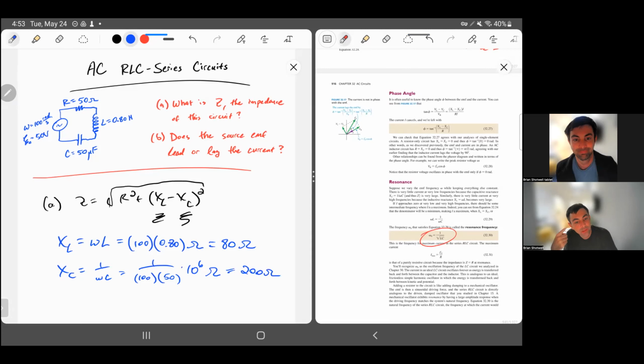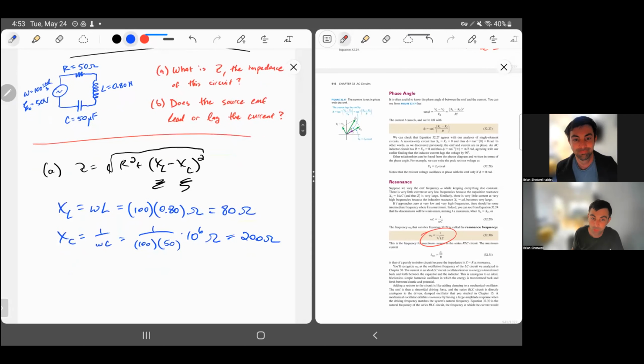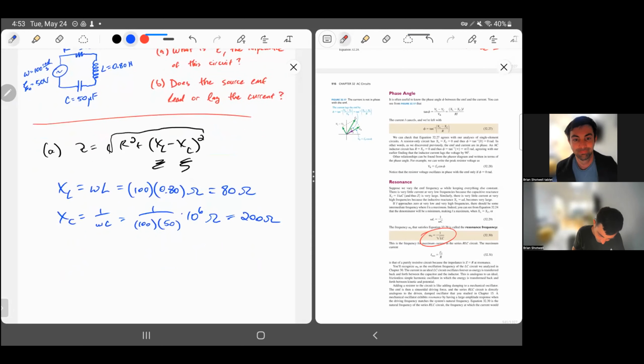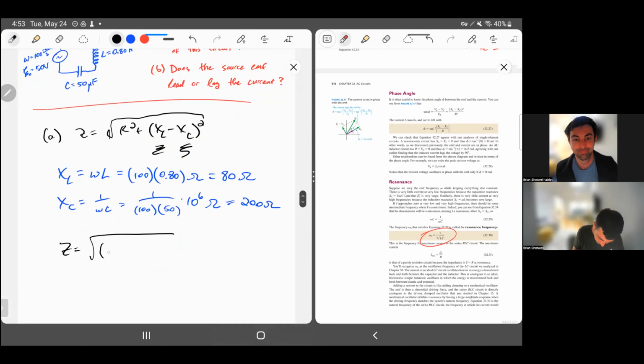Okay, so plugging that in, it looks like 80 minus 200 is negative 120 ohms, but we're going to square it, so it doesn't really matter that it's negative 120. Negative 120 or positive 120, it doesn't matter. Z is going to be the square root of the resistance value, 50 ohms, squared plus this quantity right here, 120, the difference between 80 and 200. I might as well leave the minus sign in there, but it's not going to matter because of the square.